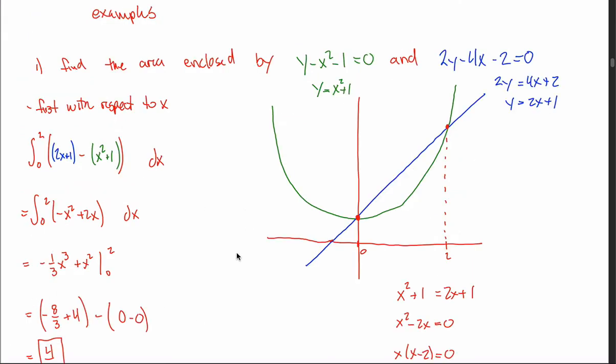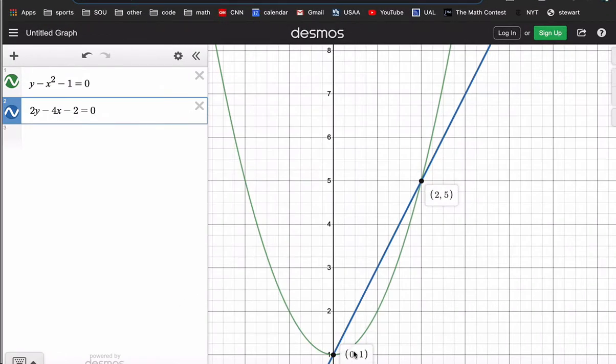If I'm integrating with respect to y, everything changes. I'm not thinking in terms of these vertical rectangles. I'm thinking in terms of these horizontal rectangles. I'm not integrating from 0 to 2, the x coordinates of these points of intersection. I'm integrating from, I think it'll end up being 1 to 5, the y coordinates of these points of intersection. And that 1 and that 5, you could probably get off the graph just like we did here.